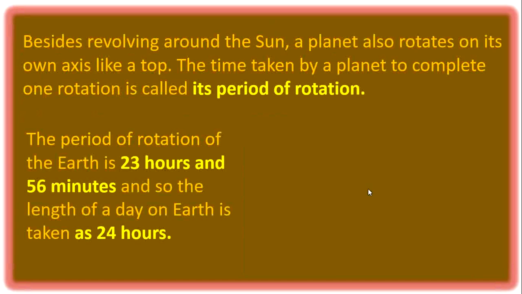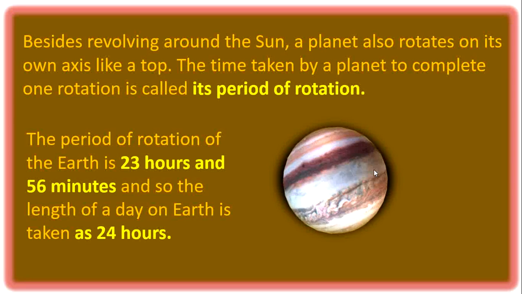Besides revolving around the sun, a planet also rotates on its own axis like a top. The time taken by a planet to complete one rotation is called its period of rotation. If a planet, Mercury, rotates on its own axis, it is called a period of rotation.